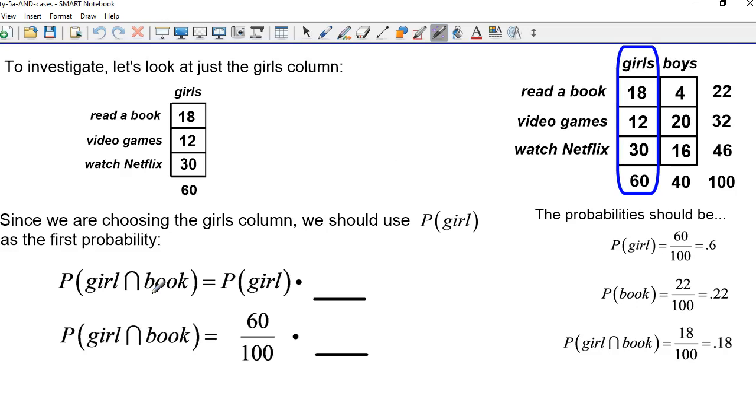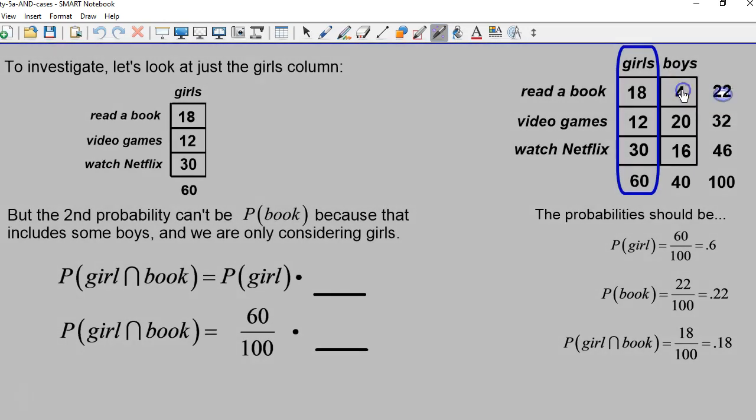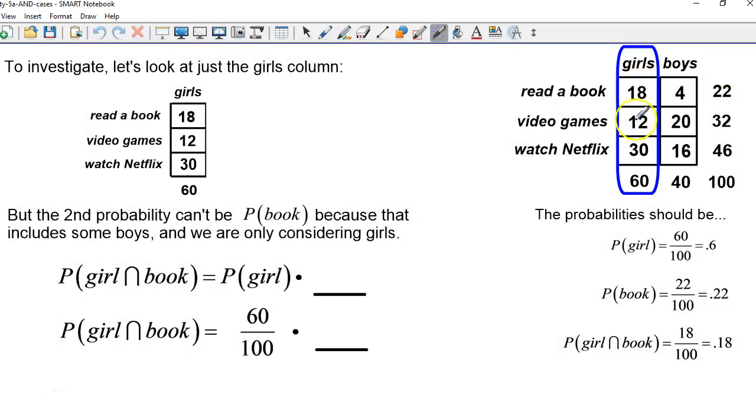Okay, to investigate, let's take a closer look at just the girls column. Since we're choosing the girls column, it makes sense that one of the probabilities should be the probability of being a girl. So we're going to make that the first probability, the probability that the person is a girl, and that would be 60 out of 100, right? But for the second probability, we shouldn't really just use probability of book, because if I use that 22 number over here, that includes girls and boys, and we know we're supposed to be restricting ourselves to just the girls.